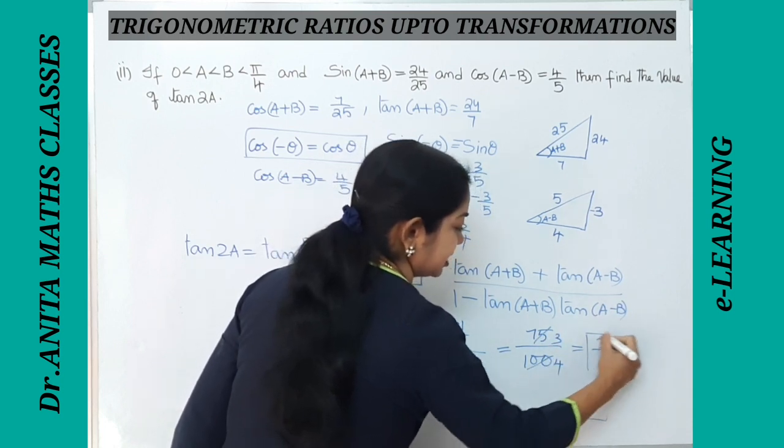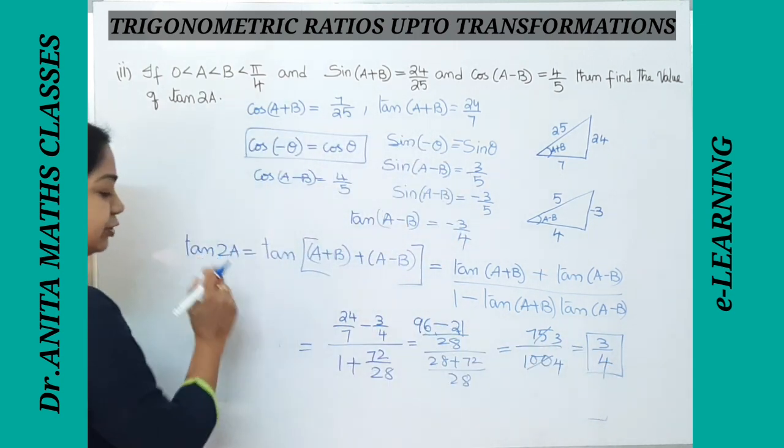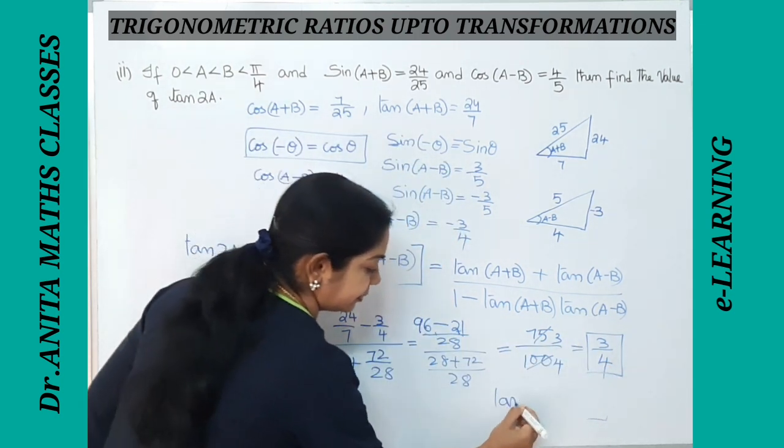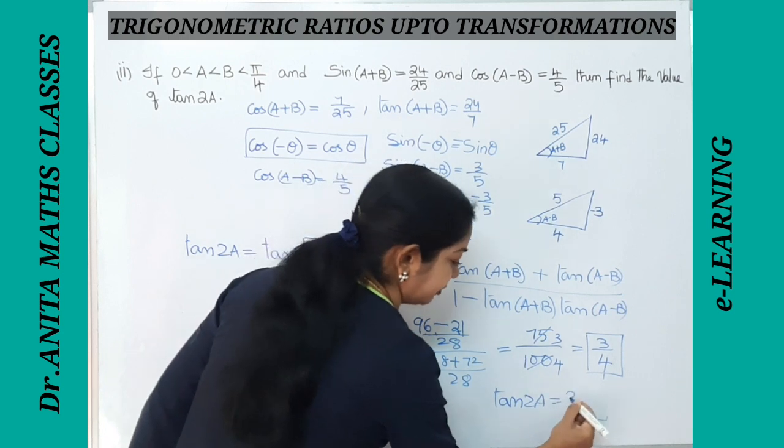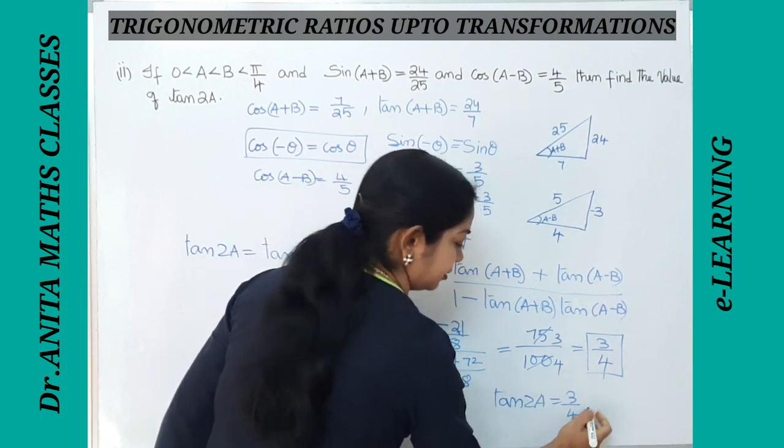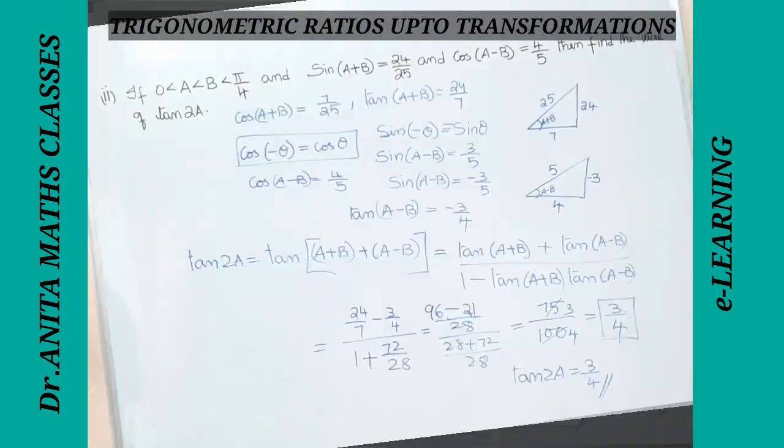So the answer is 3 by 4 for the tan 2A value. Let us write it finally: tan 2A equals 3 by 4. Okay. Pause the video and note it down. Let's see the next one.